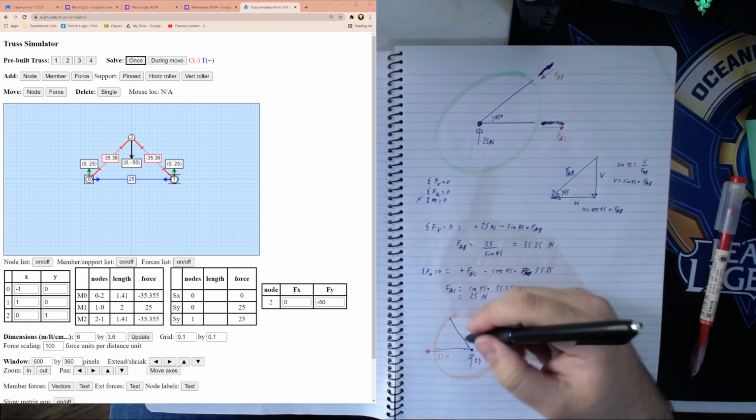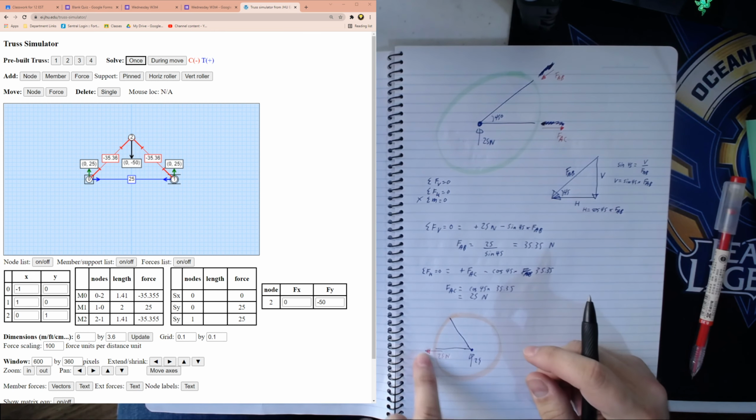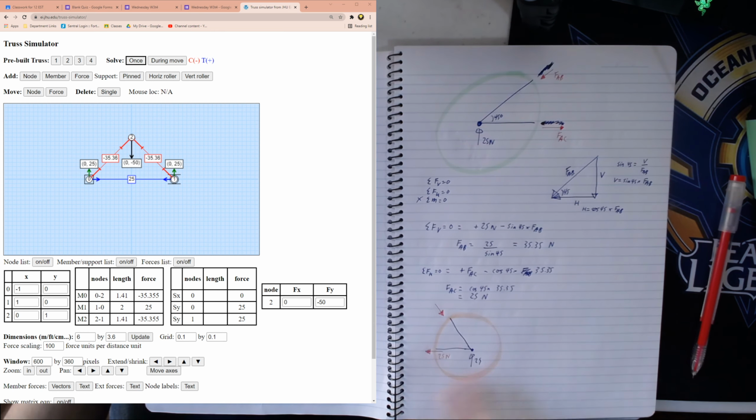And then we can do the same thing. We know this one's going to the left, so this one is going to the bottom right, so down and to the right. Then we can solve this using trigonometry again to get our last part.